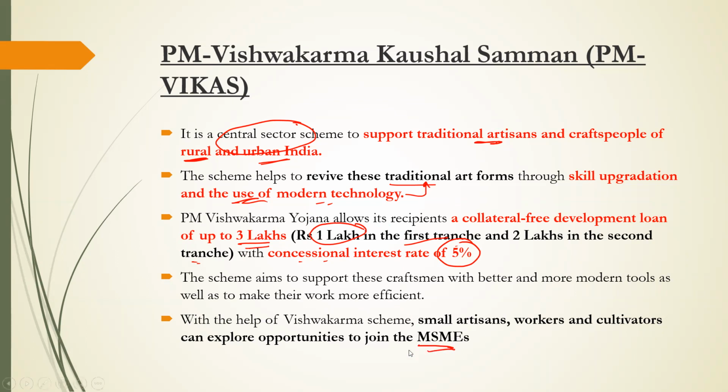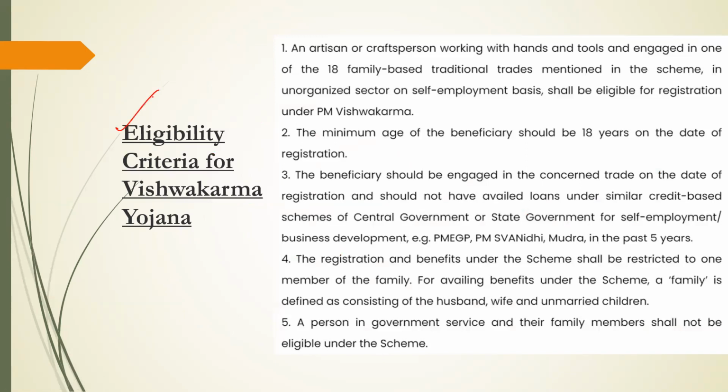Now, what is the eligibility criteria? To be eligible for the scheme, any artisan or craftsman related to the 18 family-based traditional trades mentioned under the scheme can avail the benefits. The government has earmarked 18 such traditional trades eligible for Vishwakarma Yojana. The minimum age of the beneficiary has to be 18 years.